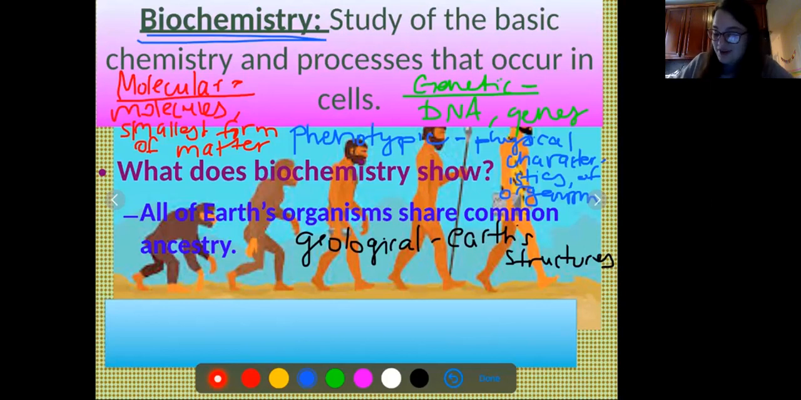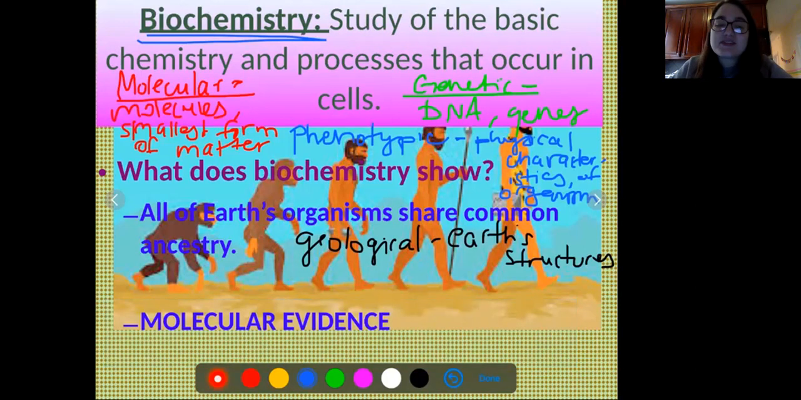Hopefully that gave you a hint. With biochemistry, we're going to classify this as molecular evidence. Once again, we're dealing with structures and functions inside the cell. So they're on a super, super tiny level. We're looking at the molecules that make up those cells and make them work. So we are going to classify this as molecular evidence.